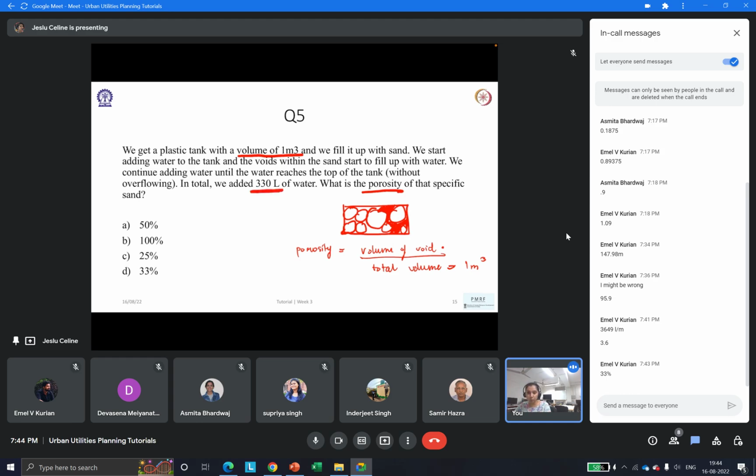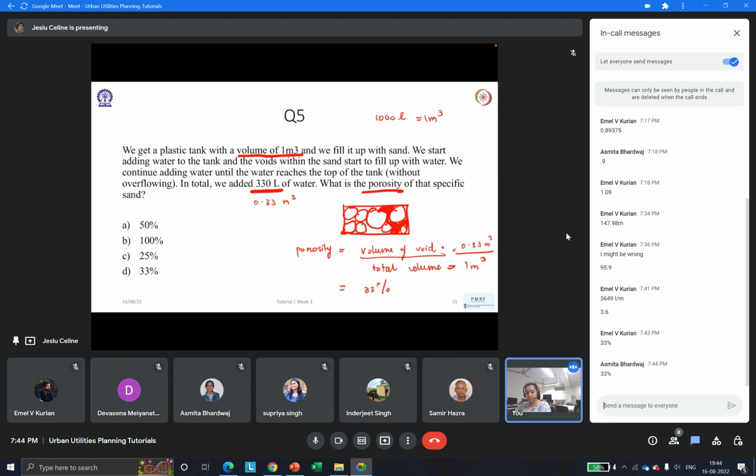We see the unit is different. In the previous question itself, we did that: 1000 liters is equal to 1 meter cube. So we need to convert this. If we have 330 liters of water, that is 0.33 meter cube of water. So we will be putting it as 0.33 meter cube. So yeah, that's the answer, 0.33.